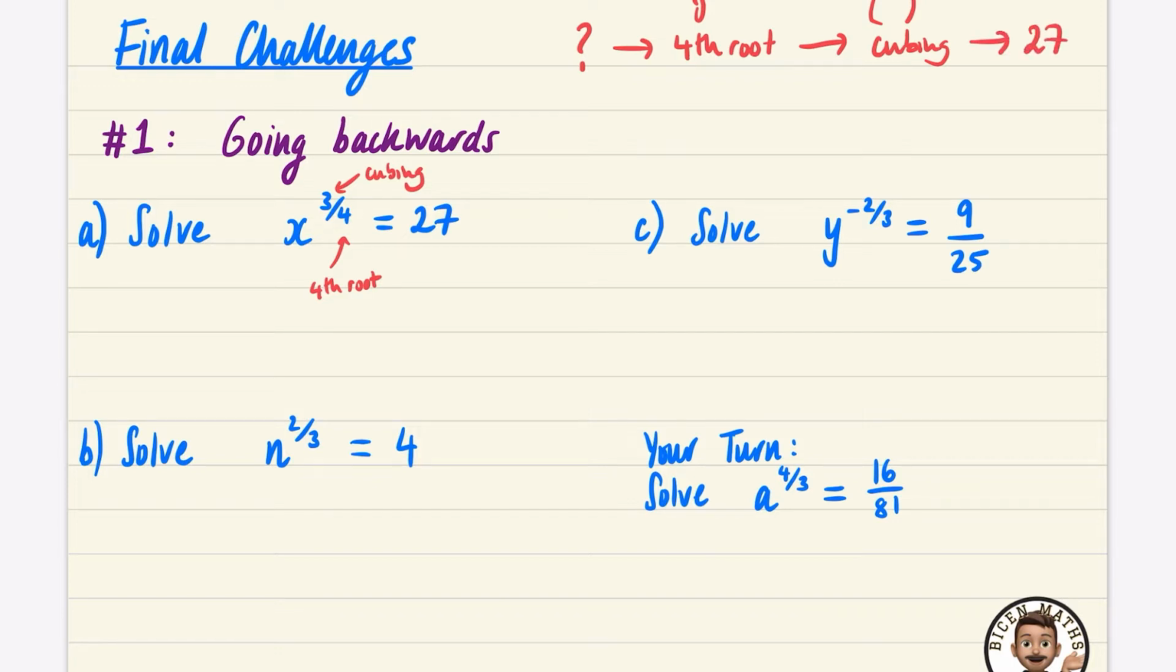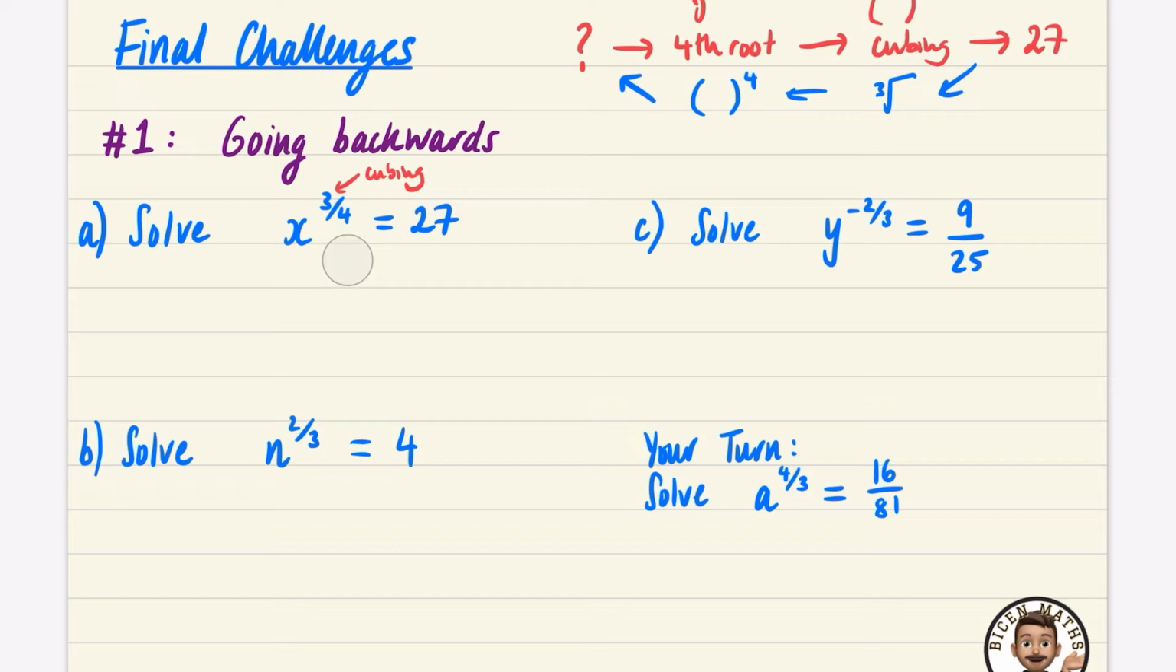We're trying to go backwards. So if you're going to go backwards, you're not going to be doing cubing. Instead, you're going to do the inverse of that, which is cube rooting. I don't know why I wrote 3 in there. So that's the inverse. And instead of doing the fourth root, the inverse of the fourth root is the fourth power. So to go back to the original thing, we're undoing it by doing a cube rooting, to undo the cubing, and we're doing a power of 4 to undo the fourth root.